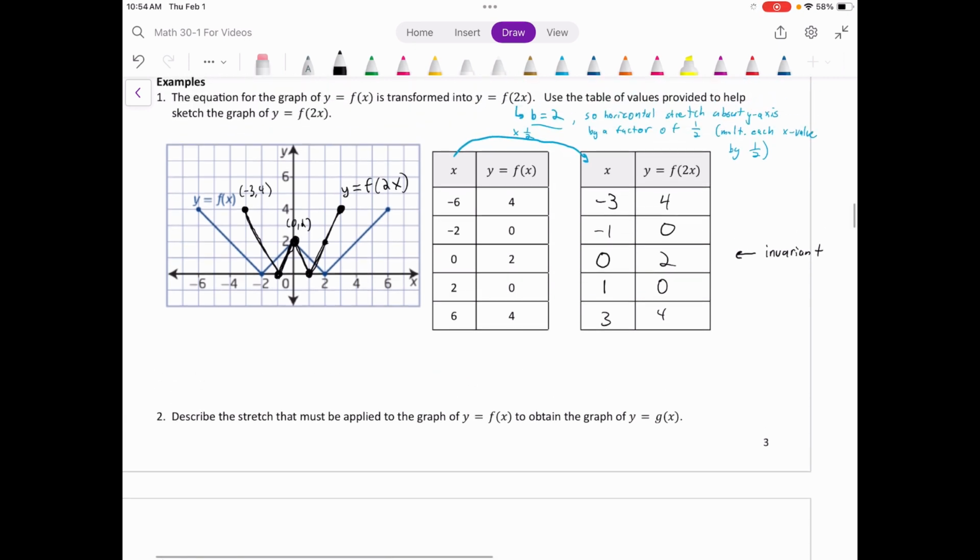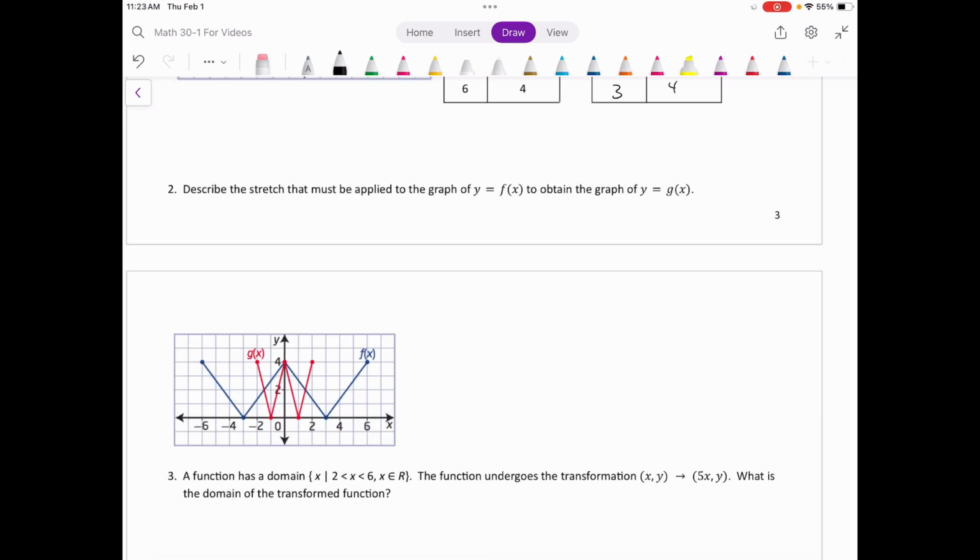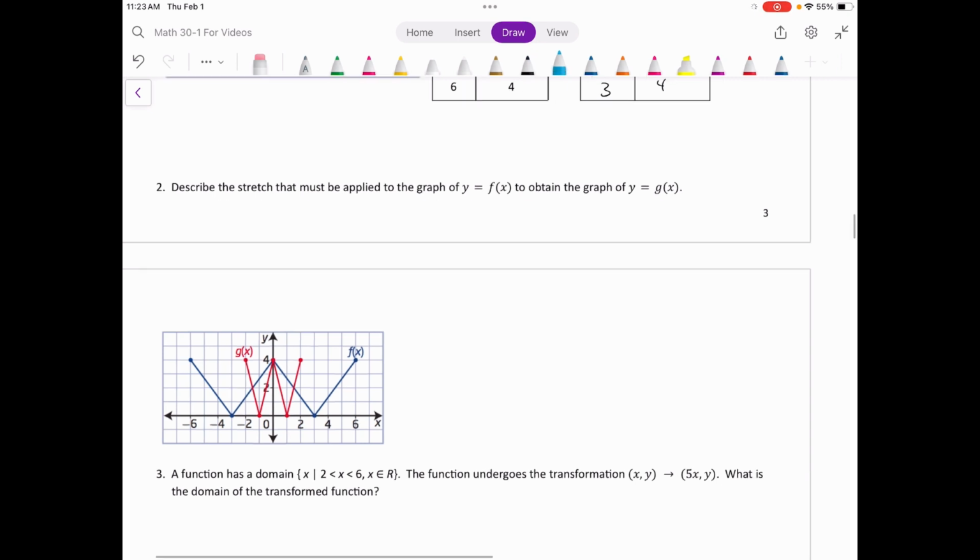All right, so let's try another one here where they've given us, kind of reverse, they've given us the transformed graph. They want us to figure out what kind of stretch must have been applied to it, okay? So describe the stretch that must be applied to the graph of y equals f of x. So that's our blue one. They're saying if that's the original, what did we have to do to it to obtain the graph of y equals g of x, the red one? So that's been stretched.